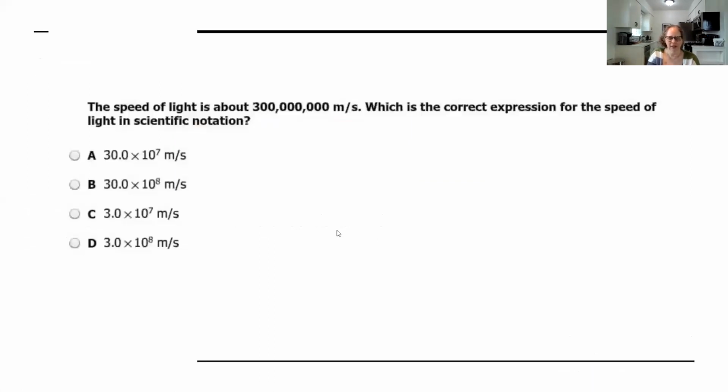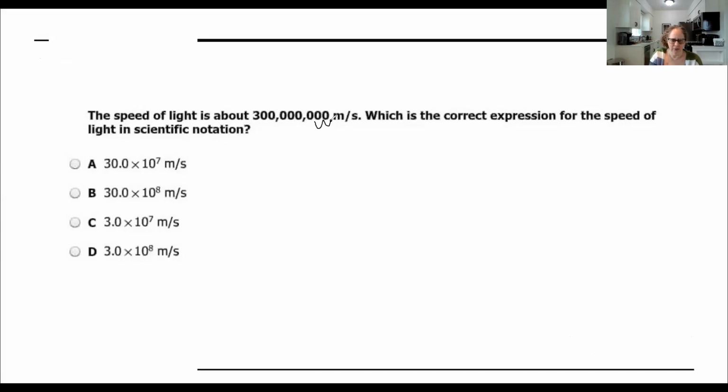All right, the speed of light is about 300 million meters per second. What is the correct expression for the speed of light in scientific notation? All right, this is where I estimate the decimal to be. 1, 2, 3, 4, 5, 6, 7, 8. 8 hops, positive or negative. This guy is big, positive. 3 times 10 to the 8.